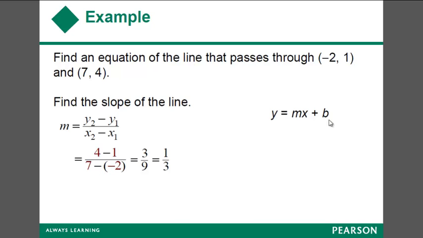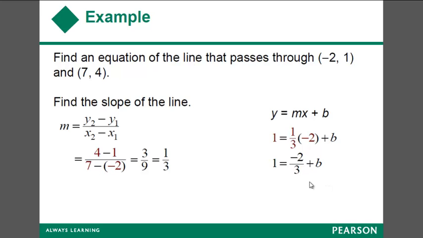I will also use one point. I can use either point that I would like. I'm just going to use the first point, -2, 1. Plug the -2 in for the x and the 1 in for y. So I have 1 is equal to 1/3, which is the slope that we found, times -2 plus my b. I multiply the 1/3 times the -2 and get 1 is equal to -2/3 plus b.